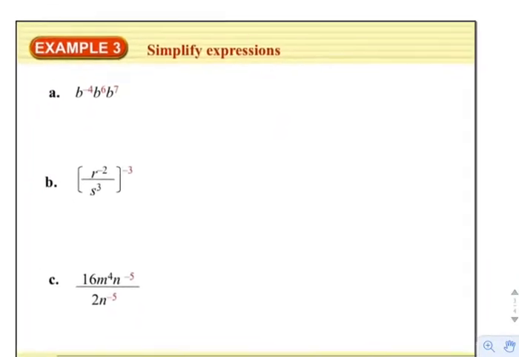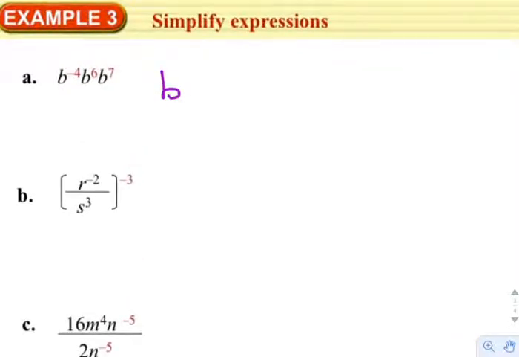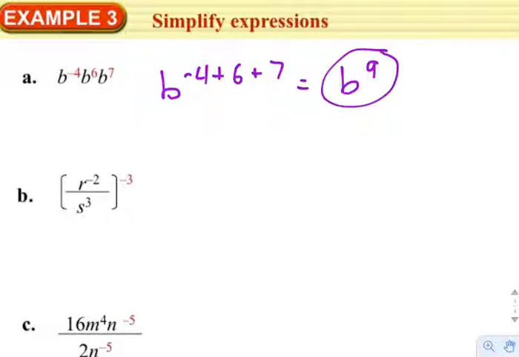Example 3 is just simplifying. We're going to use some of those rules that we talked about. In this case, we do have the product rule in part A. The product rule says we just take the same base number and we add all the exponents together to get our new exponent. So b, negative 4 plus 6 plus 7 is going to be b to the 9th. See? It's not too complicated.